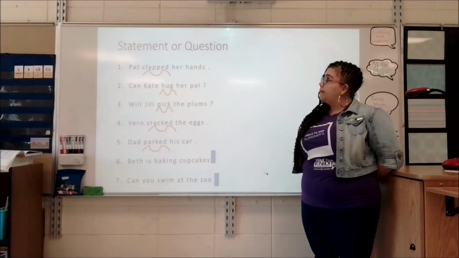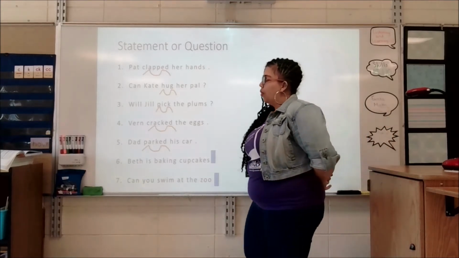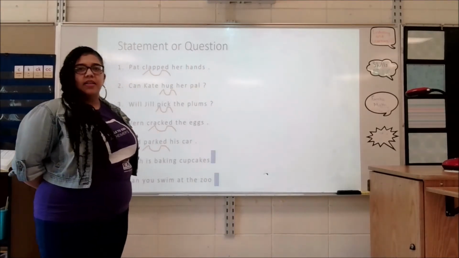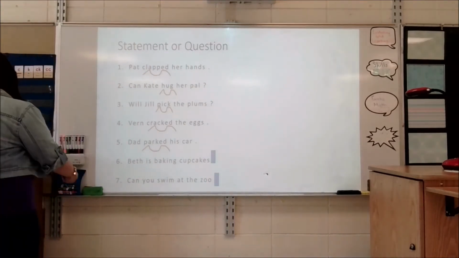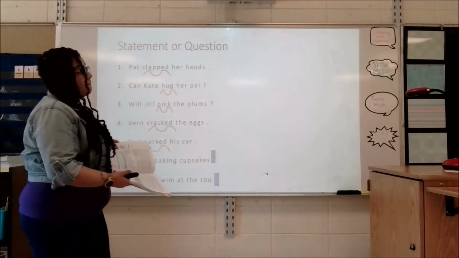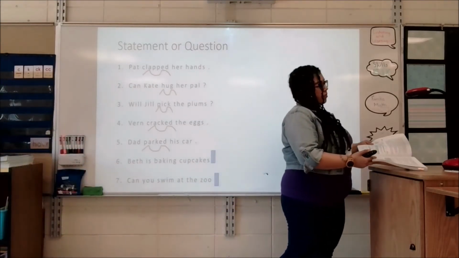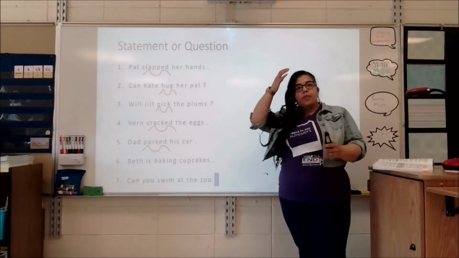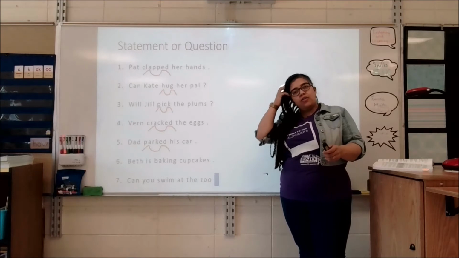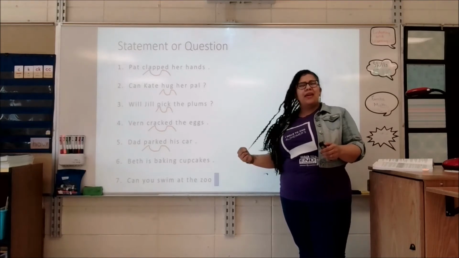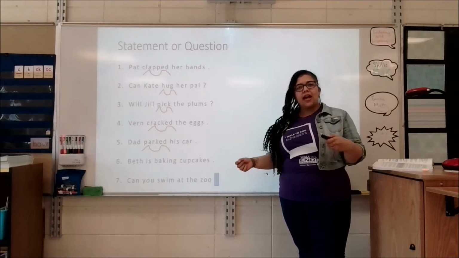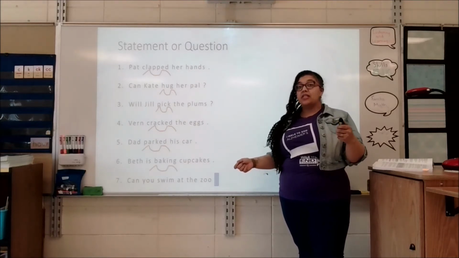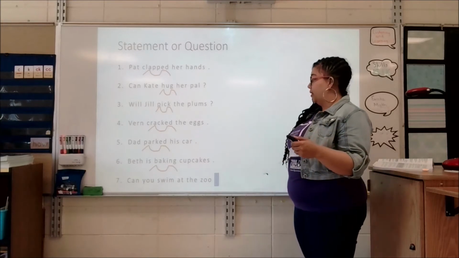Beth is baking cupcakes. What type of sentence is this? It is in fact a statement. It does end in a period. I'm giving you information. I'm telling you that Beth is baking cupcakes. Remind me again, what is Beth doing? What is the action? What is our verb? She's baking. Beth is baking. Baking is our verb. Good.